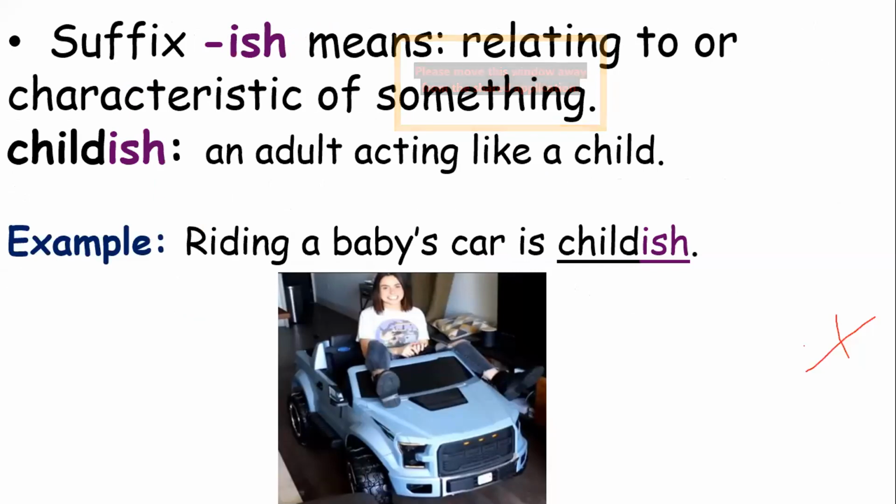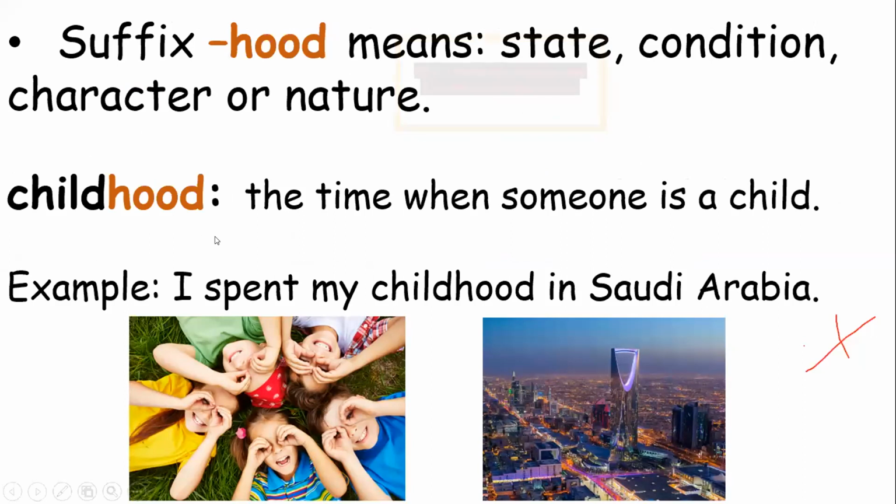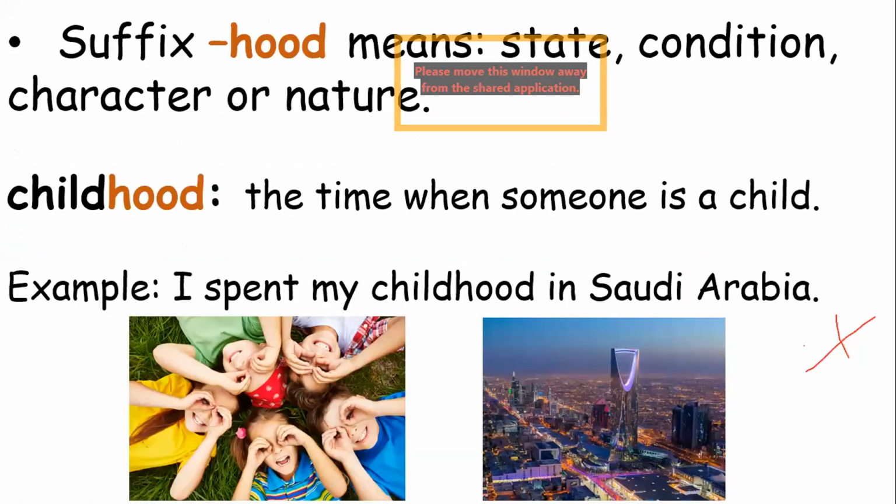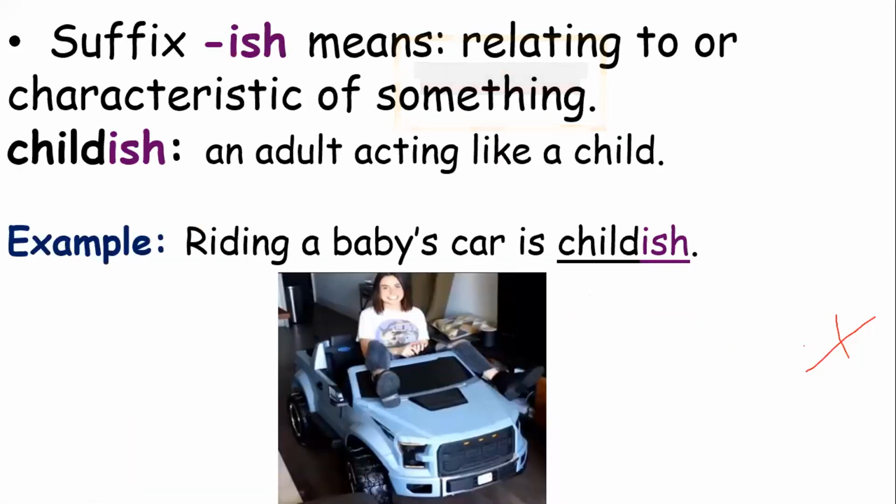Childish, when you do something childy. Childhood here is a time when you were a child. It is a state, okay? Childish here is an act, because ish means something that is on your character. So do not be confused between childhood and childish. Childhood is the time when you were a child. Childish is something that you do. An adult acting like a child. Example, riding a baby's car is childish.